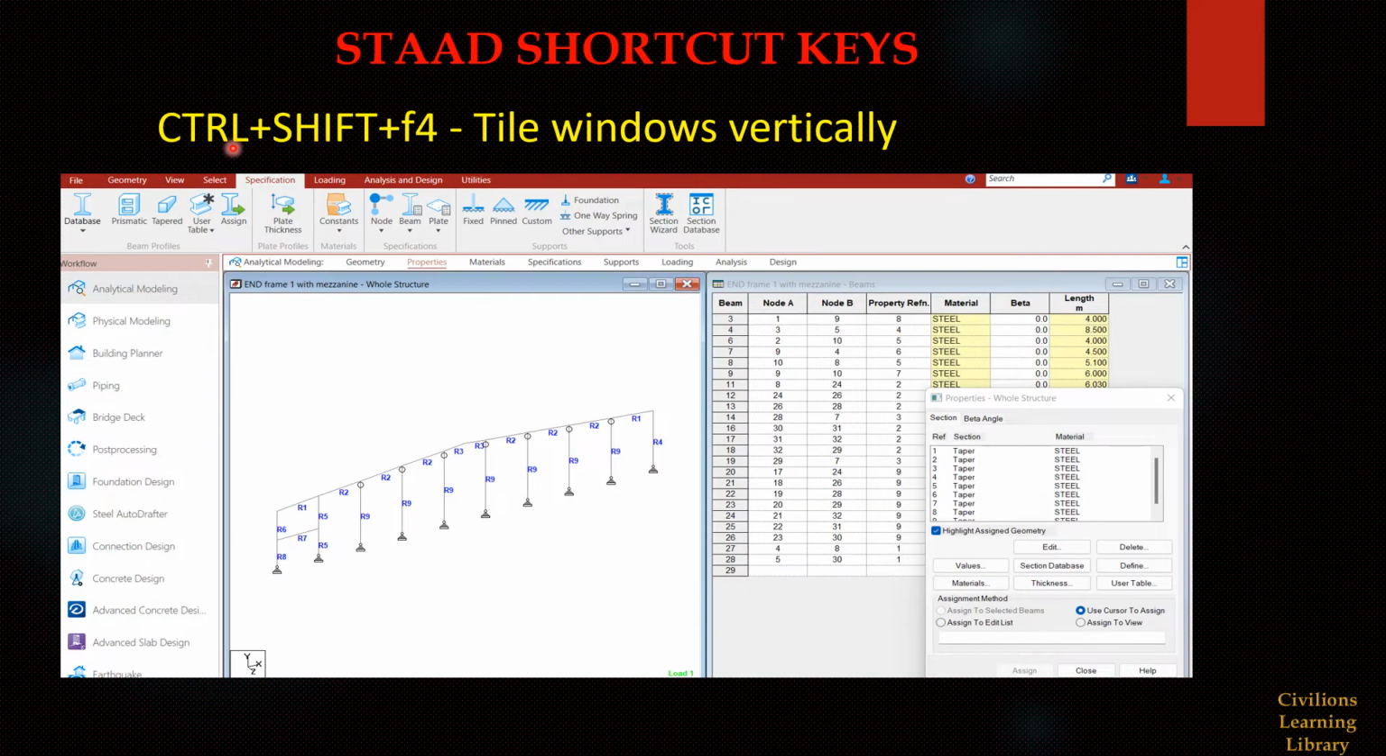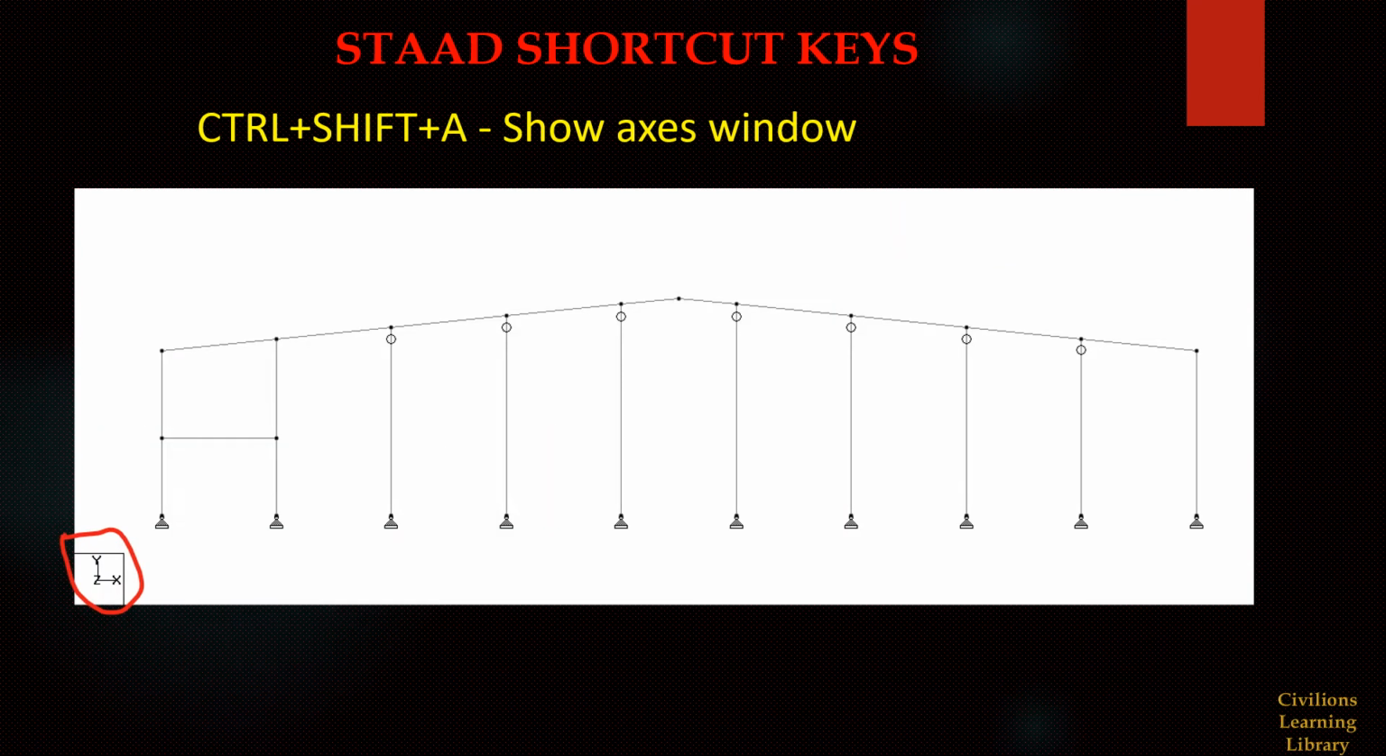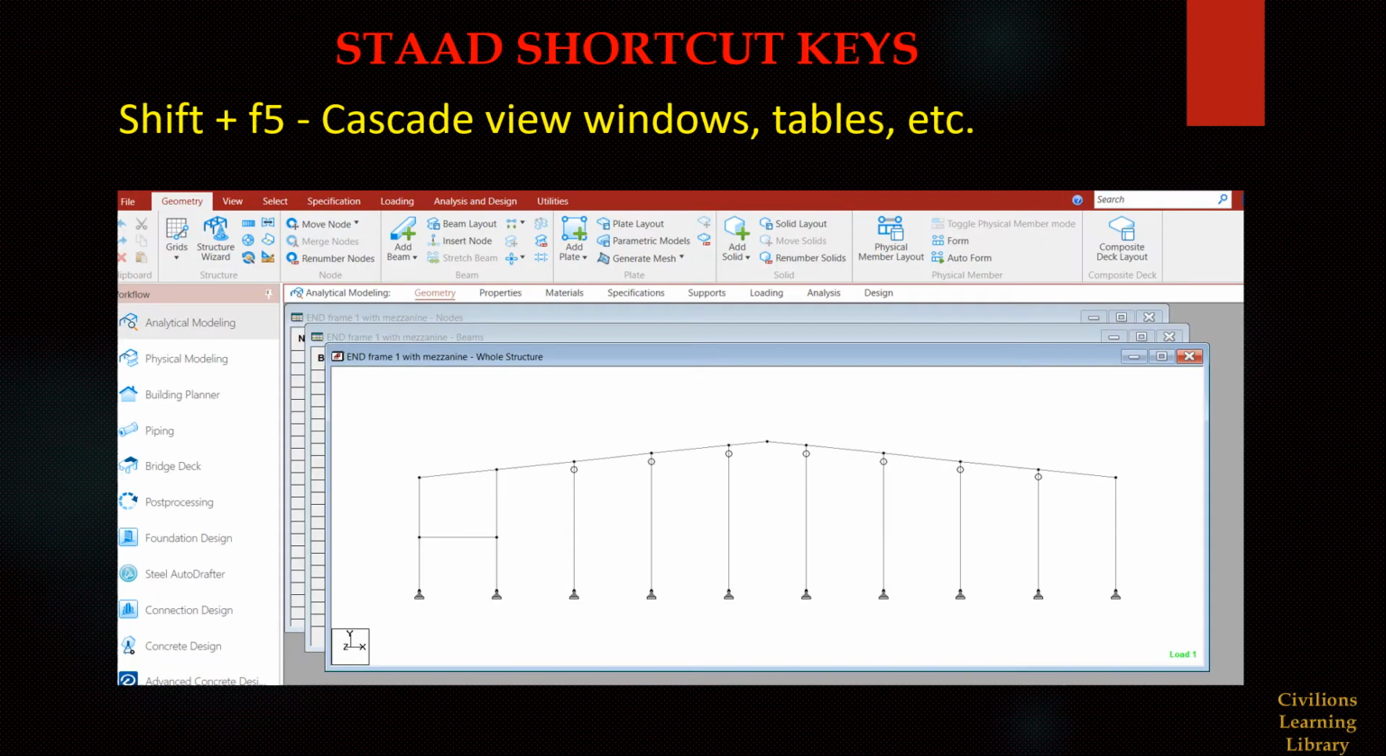Then Control plus Shift plus F4 is used to tile the STAAD windows vertically. You can see an example here. Then Control plus Shift plus A is used to show the global axis of STAAD. You can see it here. If you want to show it, you can press this, or if you don't want to show it in STAAD, then you can press this one. It will make the axis disappear.